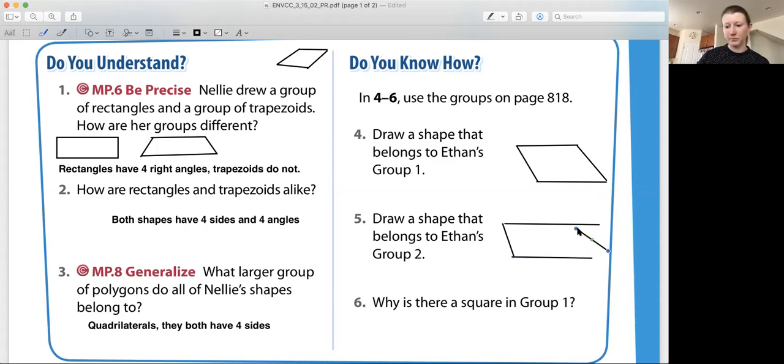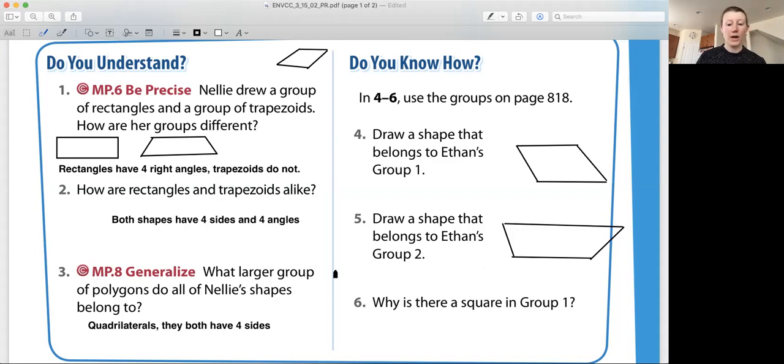Okay. So notice how if I wanted to, I could even make one of these sides like this. And would this still be a trapezoid? Yes. Okay. So trapezoids don't have to have the same, these lines don't have to be the same. They can be different, but you need to have a pair of parallel sides. So this still belongs to Ethan's group 2.